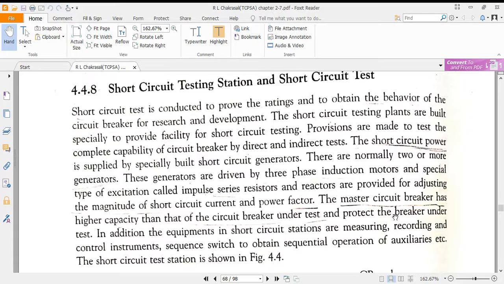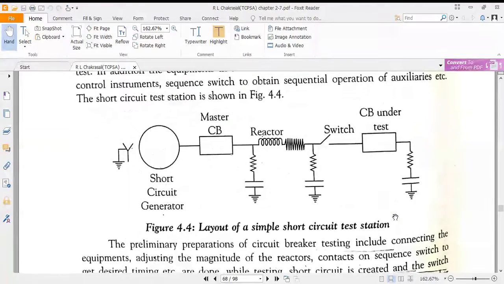Yeah, this is a layout of the short circuit test station. We can see here we have a short circuit generator. Then we have a master circuit breaker. The master circuit breaker is to isolate between the test equipment and the short circuit generator. Then we have reactors, switch, and this part is the circuit breaker under test. This is what we would like to test.